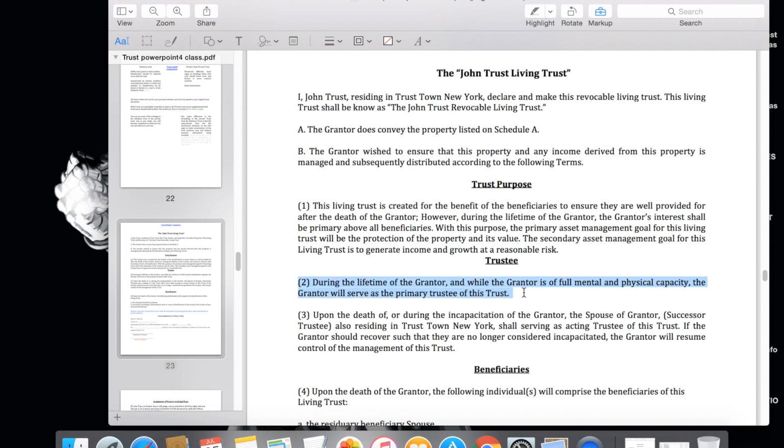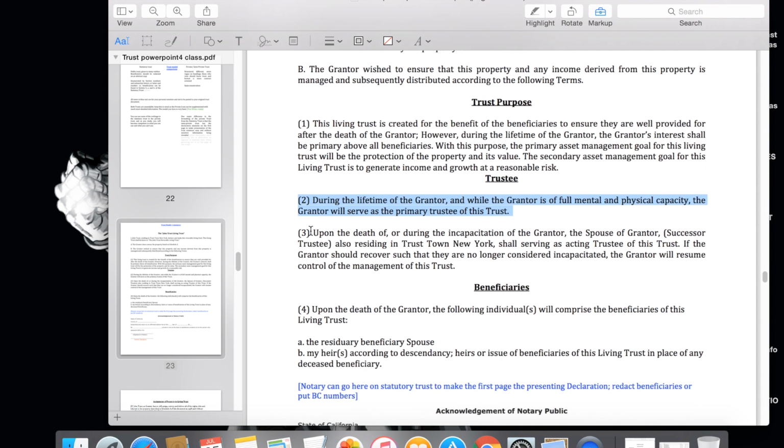During the lifetime of the grantor, and while the grantor is of full mental and physical capacity, the grantor will serve as the primary trustee of this trust. Okay, remember we discussed that in a revocable trust, the grantor is usually the trustee, as well as the grantor, as well as one of the beneficiaries. He cannot be the sole beneficiary because there is no title split.